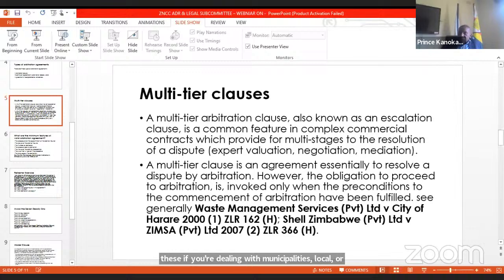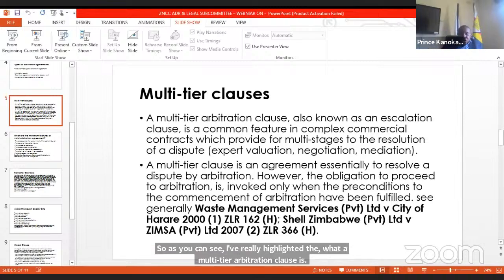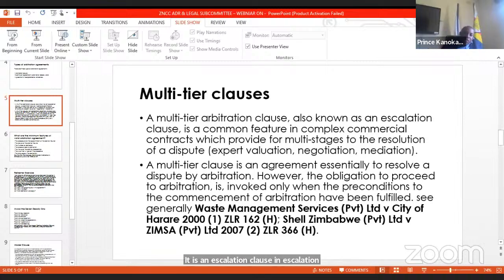So you'll find them when we're dealing with some of these organizations whereby they are sort of chain processes that you have to take, or step-by-step processes before you get to arbitration. So as you can see, I've already highlighted there what a multi-tier arbitration clause is. It is an escalation clause, an escalation process. Some of the most common steps are expert evaluation, whereby an expert can be called to make a valuation of something. It could be through the process of negotiation.